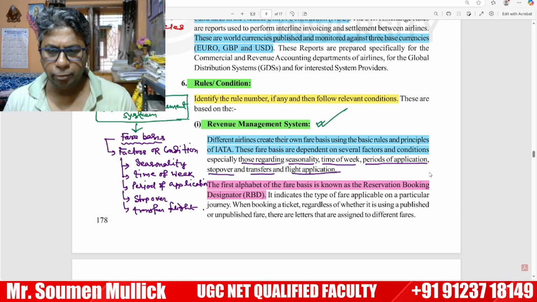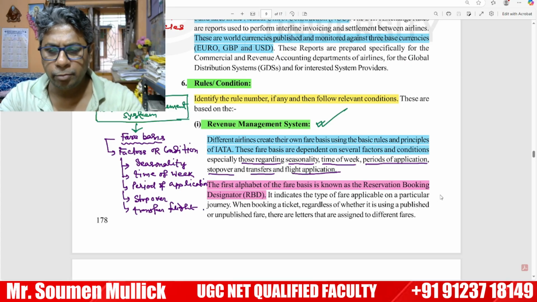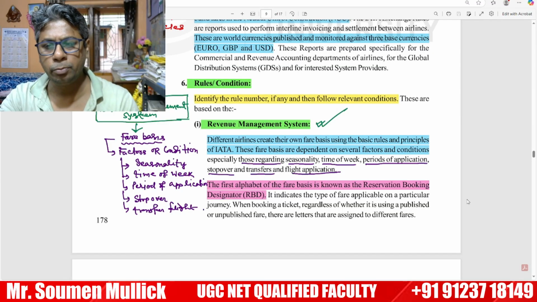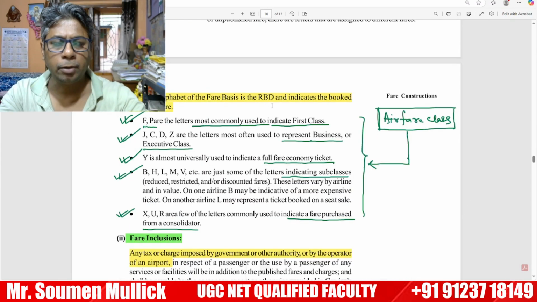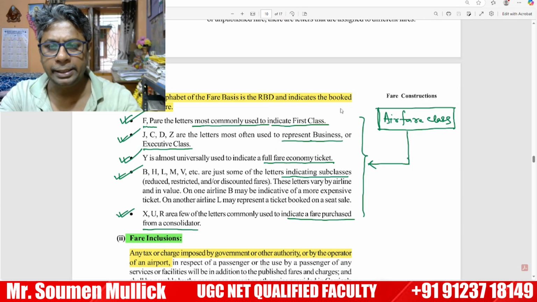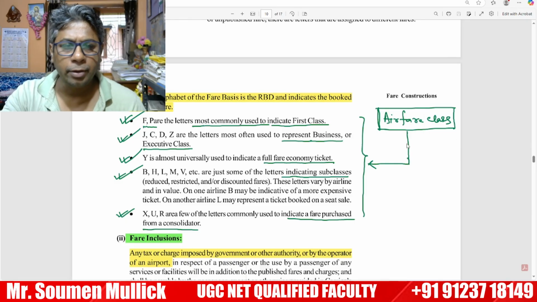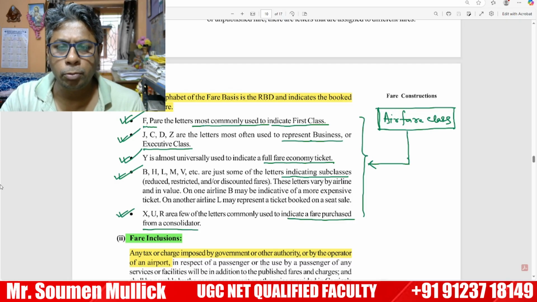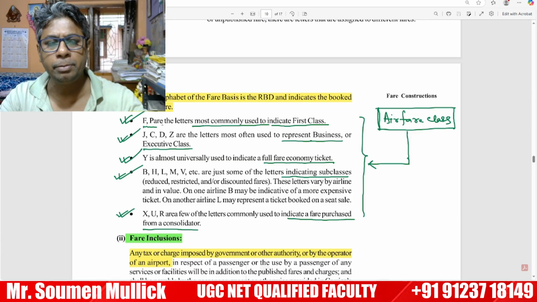The first alphabet of the fare basis is known as the reservation booking designator, RBD. So the first alphabet of fare basis is the RBD and indicates the booked cabin and fare, the airfare classes. As an example, F is the letter most commonly used to indicate first class. In the case of P, it means premium class.